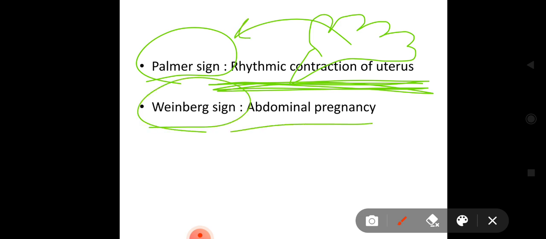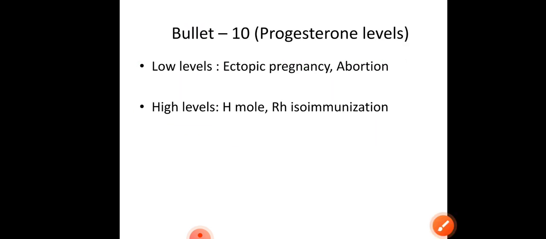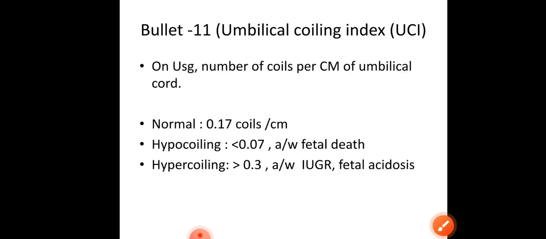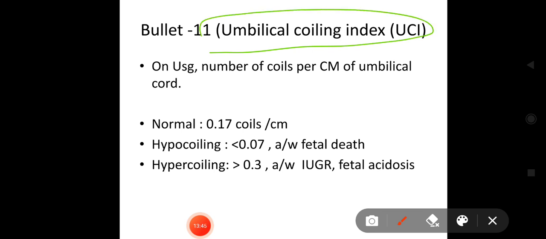Now Weinberg sign is seen in abdominal pregnancy. Now progesterone levels: low levels are seen in ectopic pregnancy or abortion, high levels are seen in H-mole and Rh isoimmunization. So the other is umbilical coiling index. Each and every slide contains MCQ questions, so go through them properly.